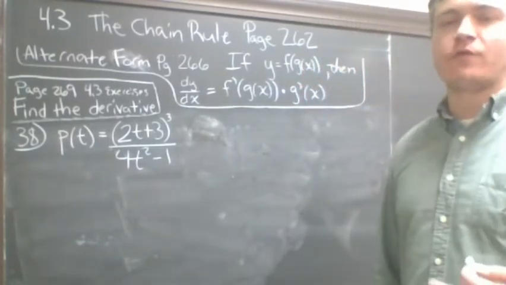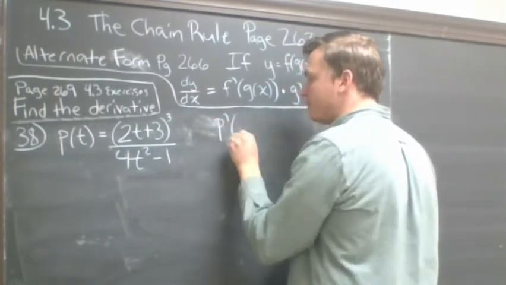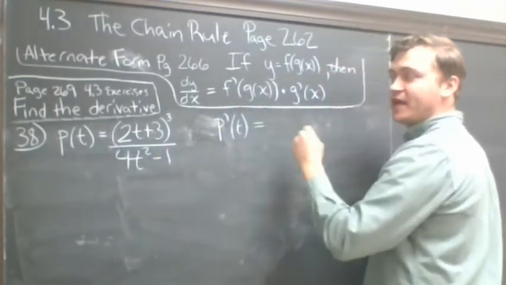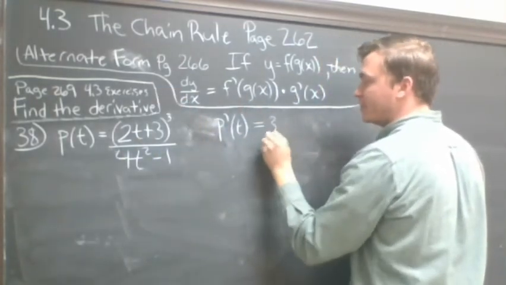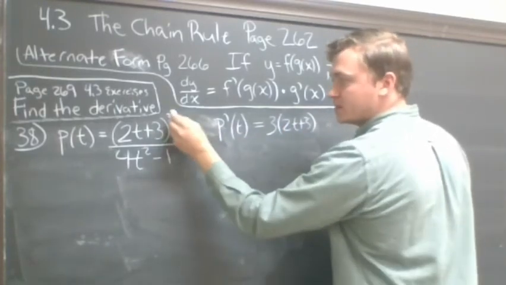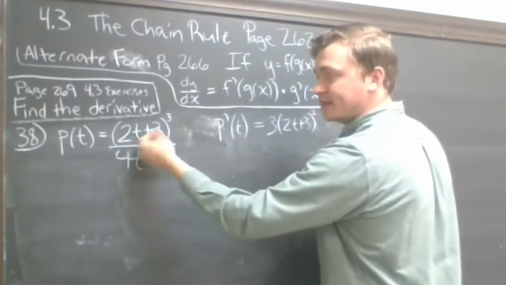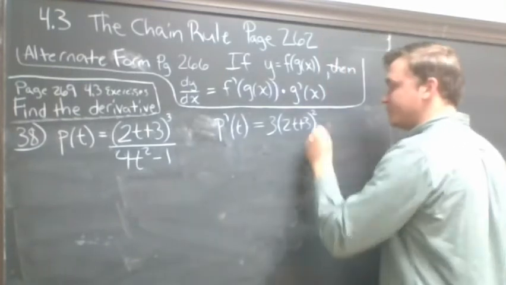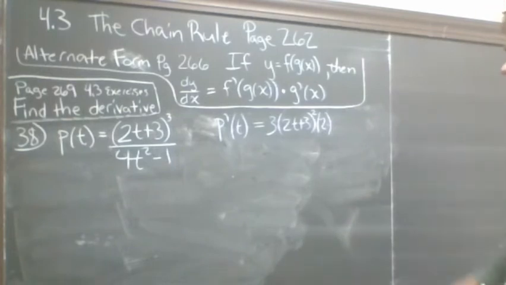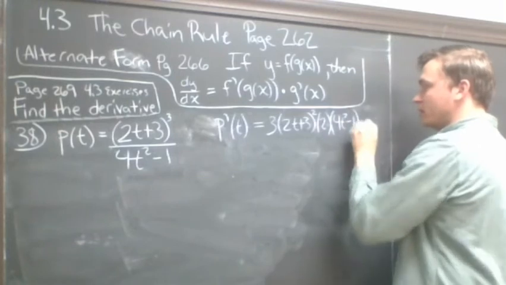Let's recall that the derivative for a quotient says we're going to take the derivative of the numerator first. So taking the derivative of our numerator, using the chain rule, moving the exponent out front, what's in parentheses stays the same. Subtract 1 from the exponent. But now go inside the parentheses and take the derivative of 2t plus 3, which is just 2. So we take the derivative of the numerator, but now we multiply that to our denominator, 4t squared minus 1.